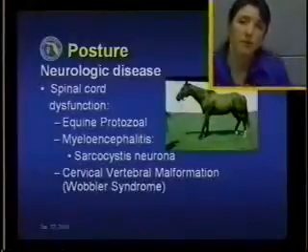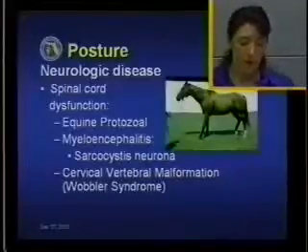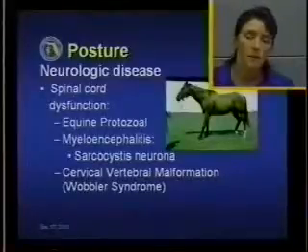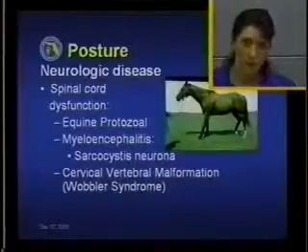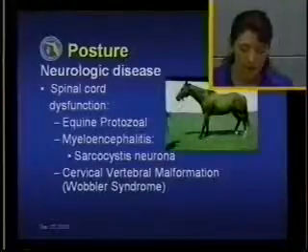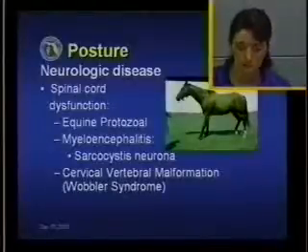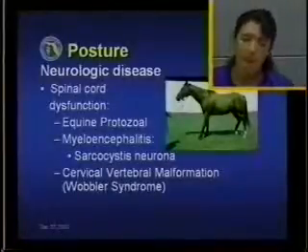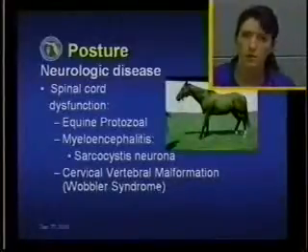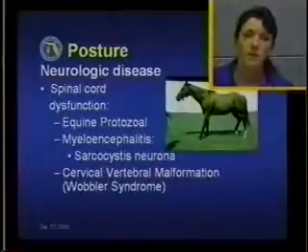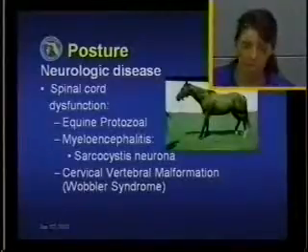Changes in the posture can also be caused by neurologic disease, and in particular diseases that affect the spinal cord and cause dysfunction. The most common diseases that we see in horses that affect the spinal cord include equine protozoal myeloencephalitis, or EPM, and cervical vertebral malformation, which is also referred to as Wobbler's syndrome. The first disease, EPM, is caused by a protozoan parasite called Sarcocystis neurona or Sarcocystis falcatula, which cycles between opossums and birds. And horses, once again, are dead-end hosts and accidental hosts for this disease.